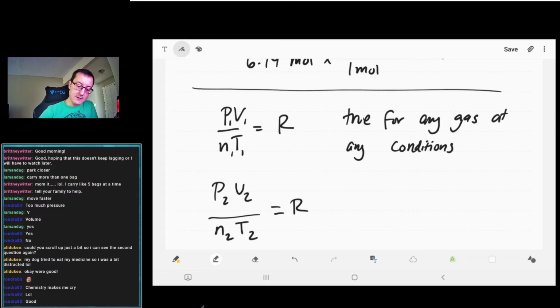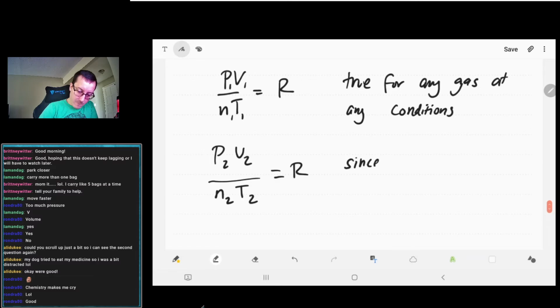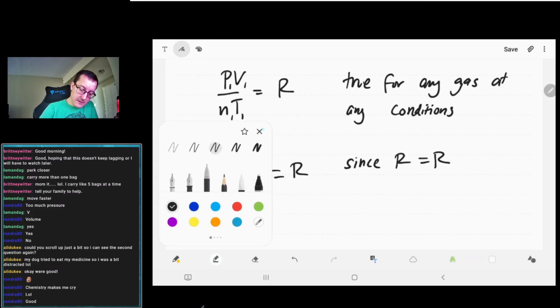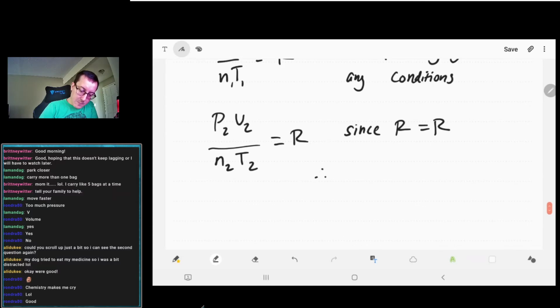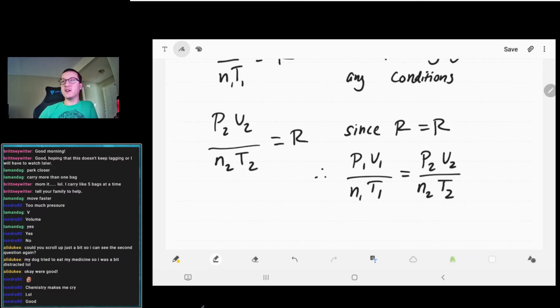And since R equals R, big maths, I know, that tells us that we can actually relate changes in these quantities. So the set of conditions for the first situation would still have to equal R, right? And since it would always equal R, we can set it equal to another set of conditions.